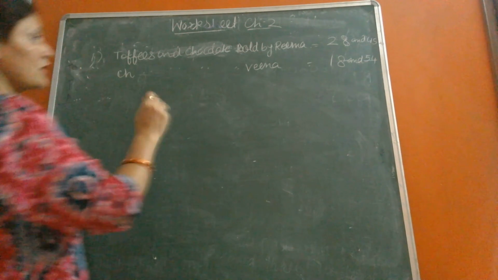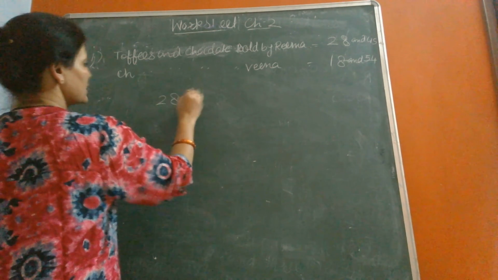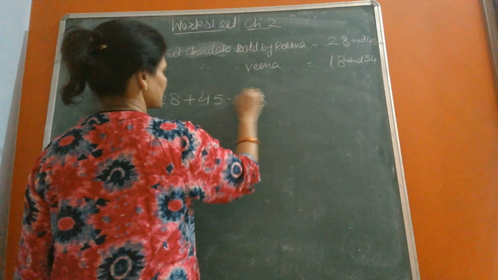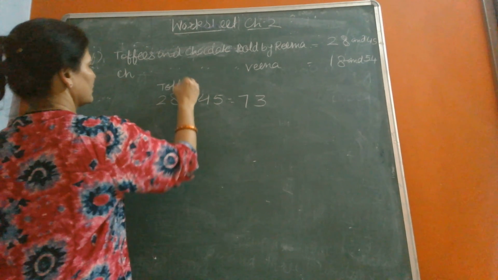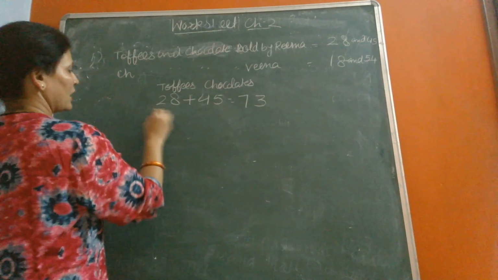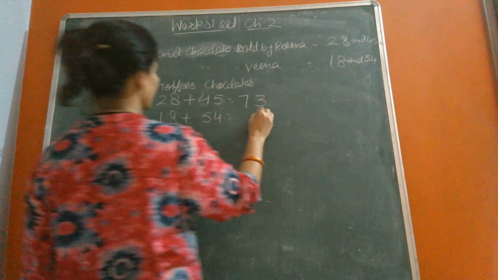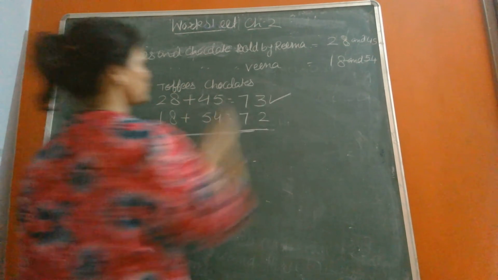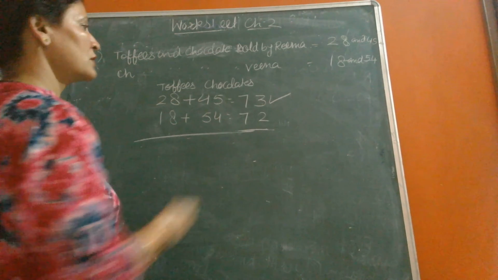Who sold more? First we will add 28 toffees plus 45 chocolates. 8 plus 5 is 13, 3 carry 1, 2 plus 4 plus 1 is 7, so 73 total sold by Rima. Again toffees and chocolates sold by Veena: 18 plus 54. 8 plus 4 is 12, 2 carry 1, 1 plus 5 plus 1 is 7, so 72. 73 toffees and chocolates sold by Rima and 72 sold by Veena. Who sold more?